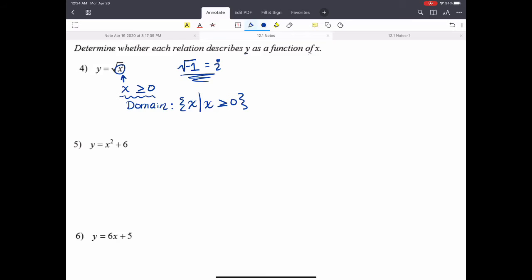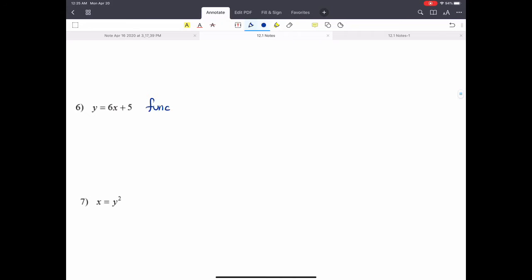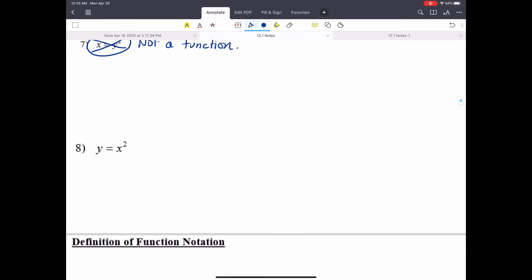Okay, for the next one right here, this one is a function. This is definitely a function. All right, this is not a function. It looks more like x is a function of y, but that's not how functions work. We want y to be a function of x. And that's going to be a function.